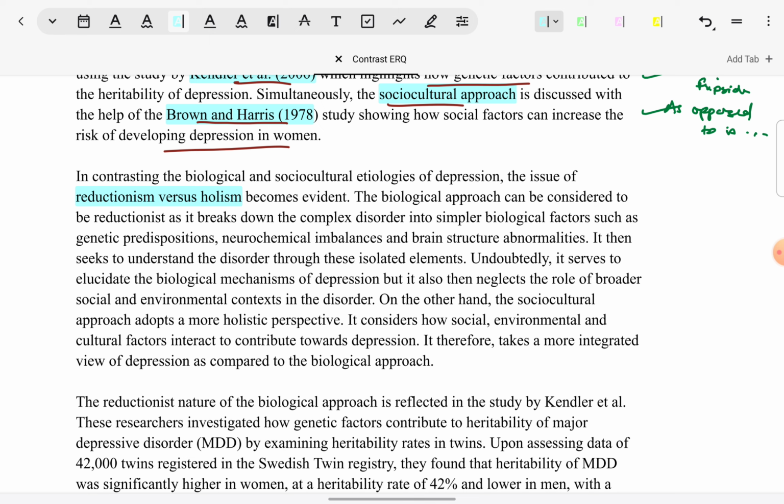Okay, so when we say contrast biological and sociocultural approaches, there is so much to differentiate between them, right from the methodologies they adopt to their practical usefulness, to how much they have been supported by research, to what side of issues and debates they take. There is so much to discuss and contrast between them. So we need to make it clear to the examiner which point we are taking for contrast. That is what we mention right at the beginning.